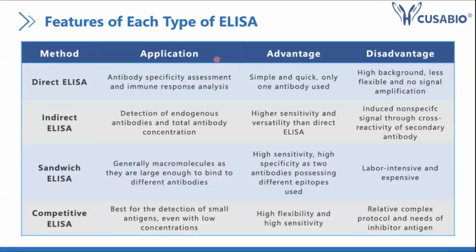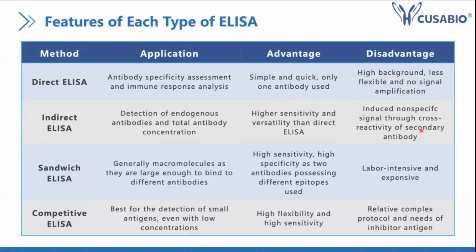So after I talk about the 4 different types of ELISA, hopefully you have a very basic idea about the ELISA principle. And to have a deeper impression of this, I make a short summary here about the 4 different ELISA types. All of them have advantages and disadvantages, and the applications for each type of ELISA can be slightly different. For example, the direct ELISA is pretty simple and quick. Because only one antibody is used, no signal amplification will happen with this type.